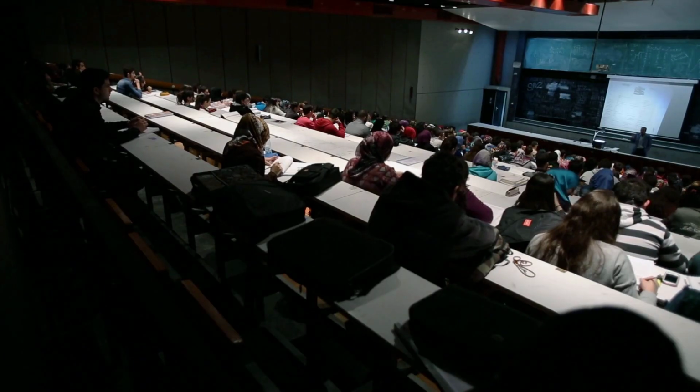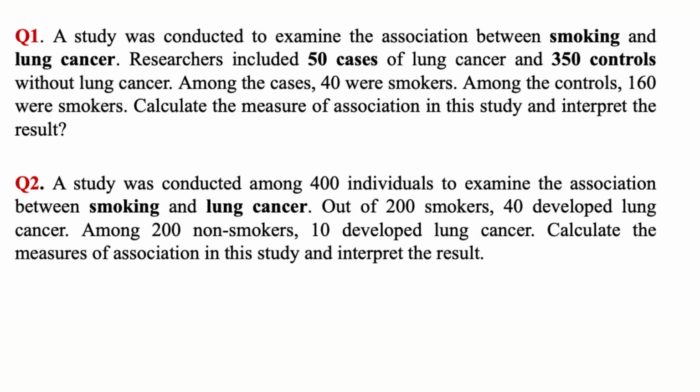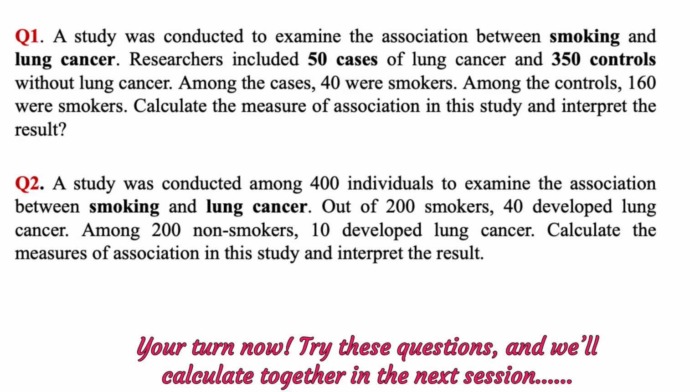Before we wrap up, I have a couple of questions for you. Your task is simple. First, identify which type of study design is being used, case control or cohort, and then decide which measure of association applies. The approach is simple: summarize the data in a 2x2 table and apply the formula. This will be your homework, and in the next video, we'll go step by step through the calculations and interpretation. Stay tuned.